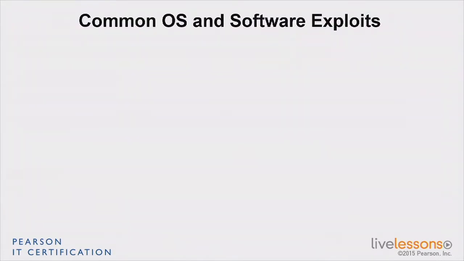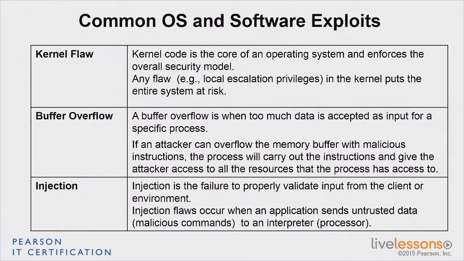So common operating system and software exploits include kernel flaws, buffer overflows, and injections. Now we've actually talked about all three of these in previous lessons. In a kernel flaw, we're looking at the kernel code, and the kernel code is the core of an operating system, and it enforces the overall security model. So any flaw in the kernel puts the entire system at risk, and one of the most common flaws is what leads to local privilege escalation.